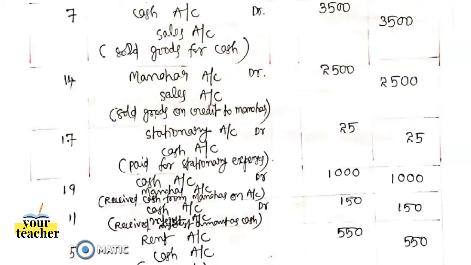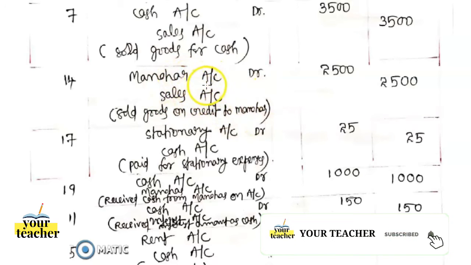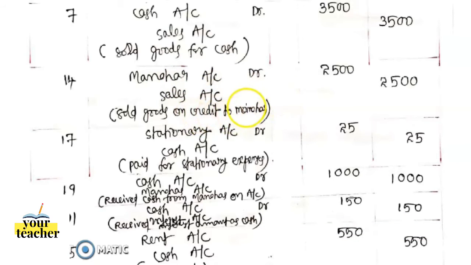Now the next is on August 14th, sold goods on credit to Manohar. You are selling some goods to Manohar, which means something goes out from the firm, which is sales. You can represent it as, say, 2,500, and Manohar's account you can write on the debit side. The transaction is not a cash transaction, it is a sale on credit basis. So on 14th August, the firm is selling certain goods to Manohar's firm, so you can represent this as the goods on credit transaction.